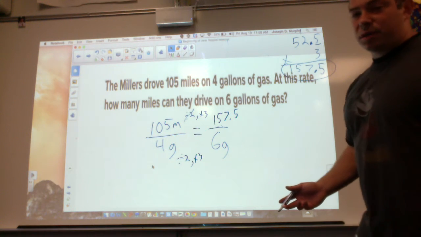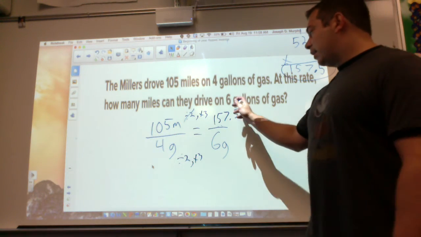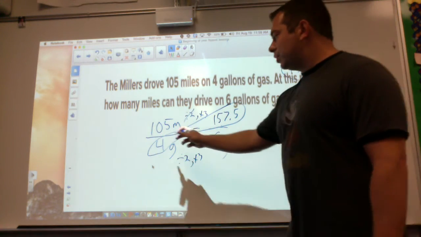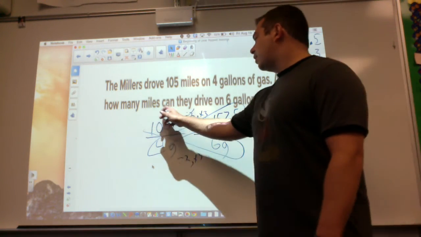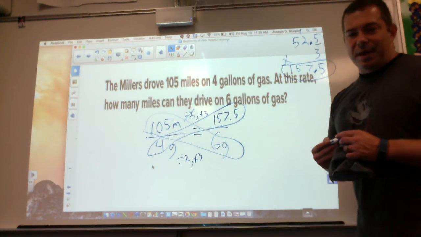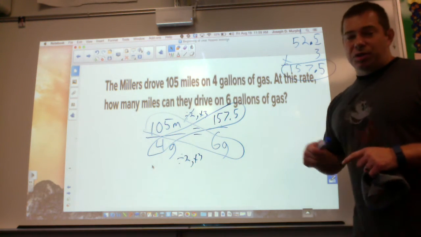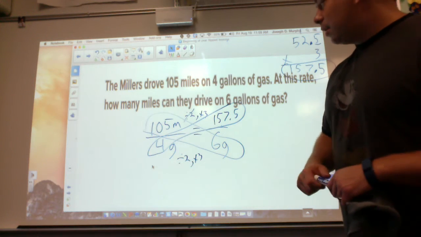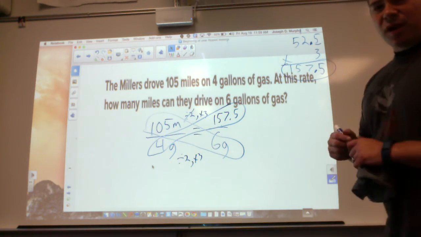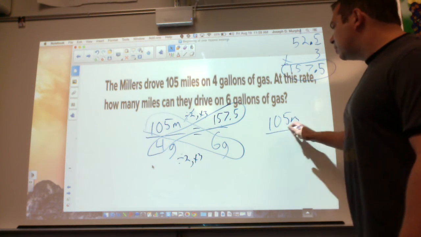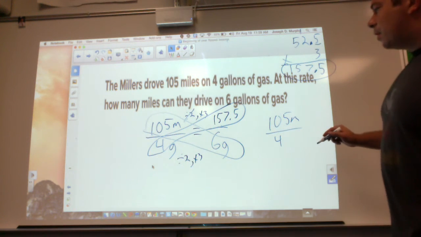I could cross multiply to check my work. All right, 157 and 5/10 times 4 should equal out to 105 times 6. I would probably do that part in a calculator to check my work. I'm not going to waste your time doing it out right now, but you could check at home if you want to. All right, and one other way, speaking of cross multiplying, I know we don't really do that here, but I could really solve this problem by doing that.